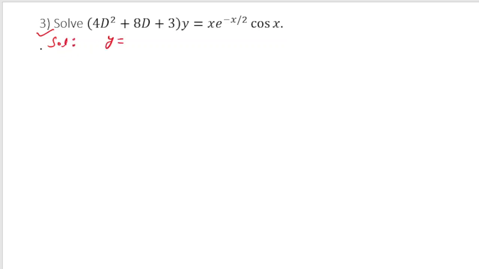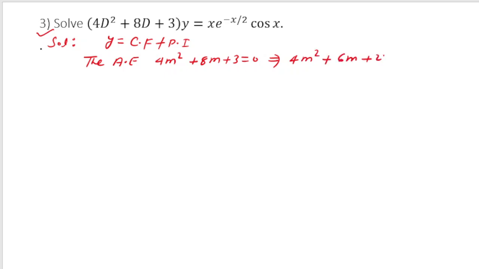What is the process? We write the general solution as y is equal to complementary function plus particular integral, right or not? To find the complementary function, we first write the auxiliary equation. The auxiliary equation here is 4m square plus 8m plus 3 is equal to 0. To save space, I am writing horizontally, so it is 4m square plus 6m plus 2m plus 3 is equal to 0.